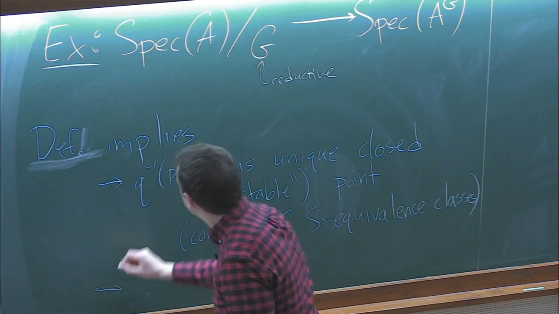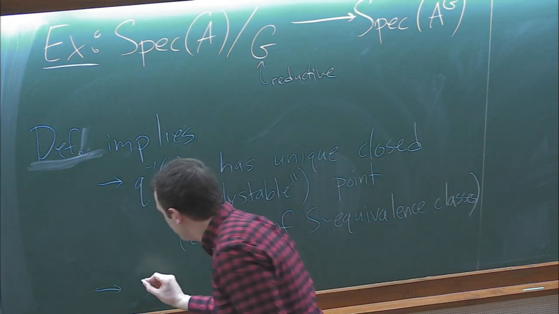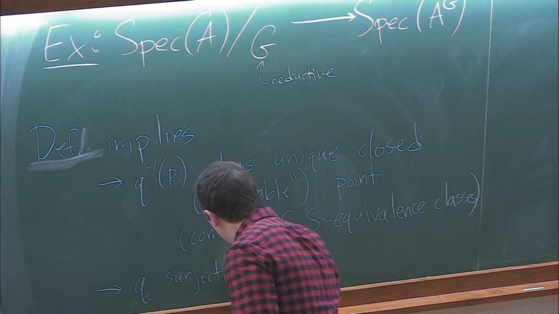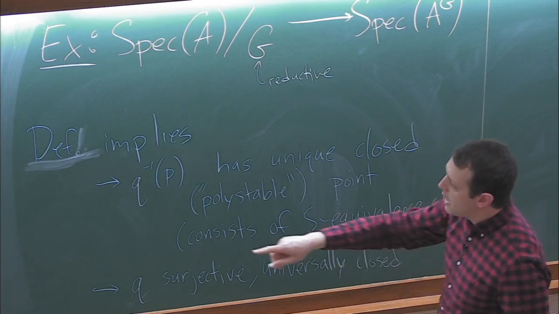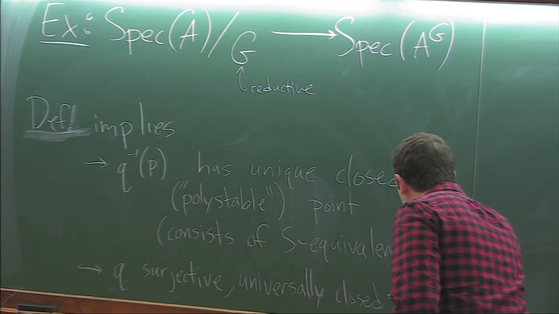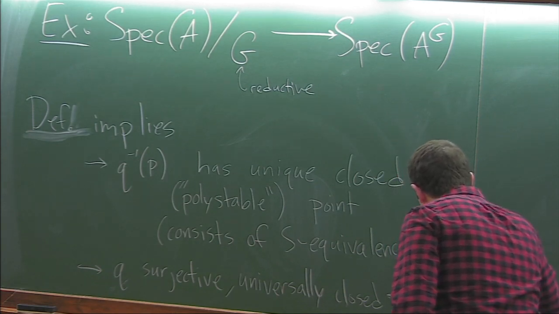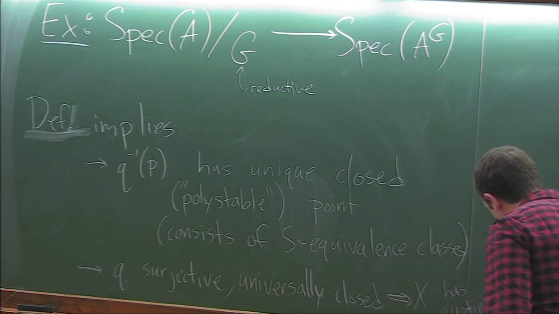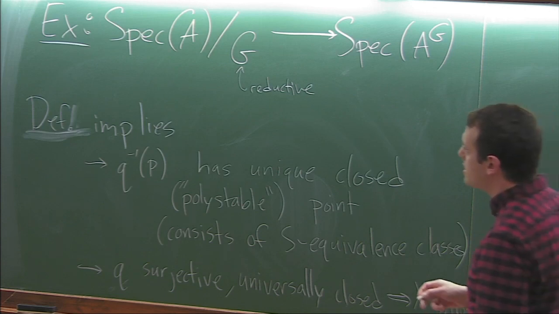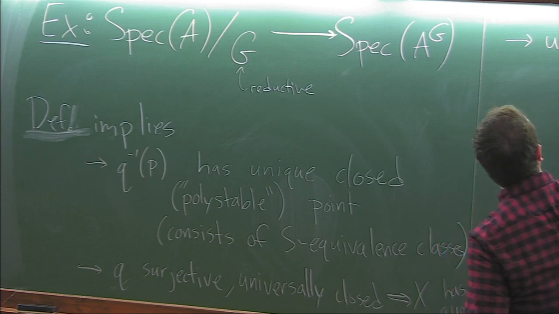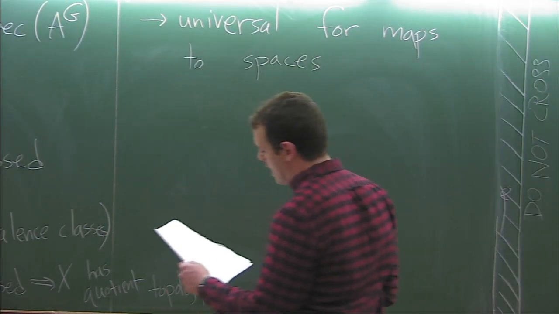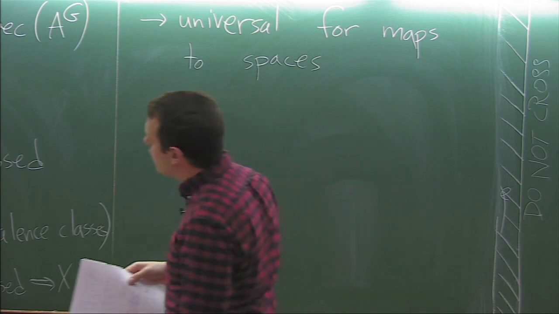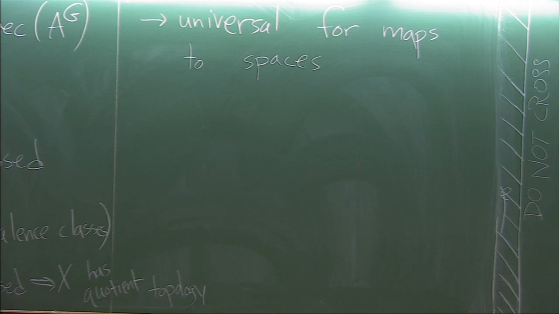Okay, so also, this map Q is surjective and universally closed. And so in particular, this implies that X has the quotient topology. So this is a quotient in that sense. It's also a quotient in the sense that it's universal for maps to spaces. And also, another nice thing is that a vector bundle on X is exactly a vector bundle on the stack such that all the isotropy groups act trivially.